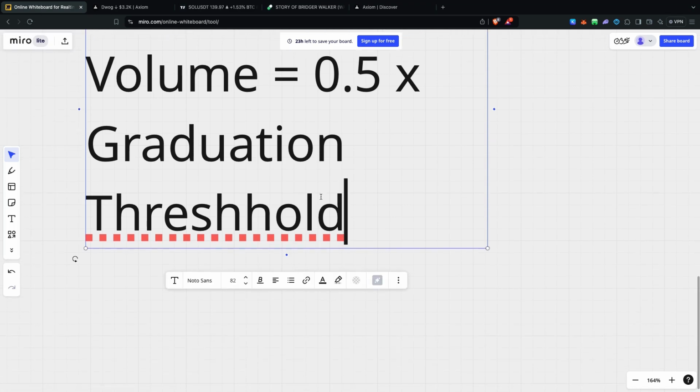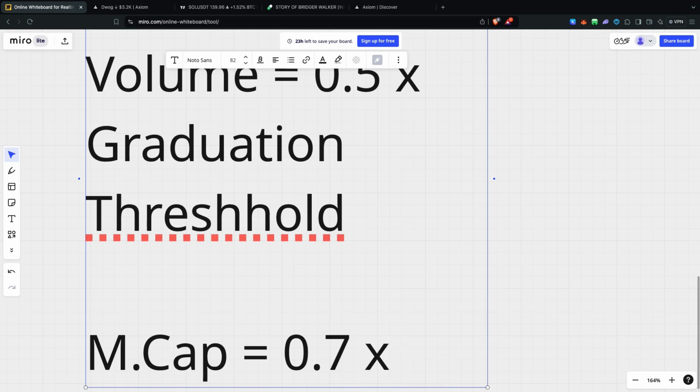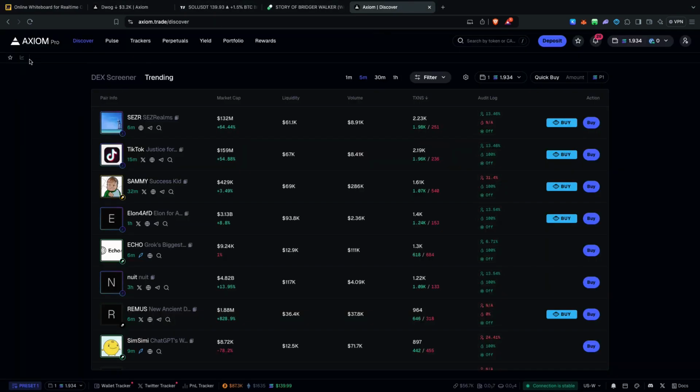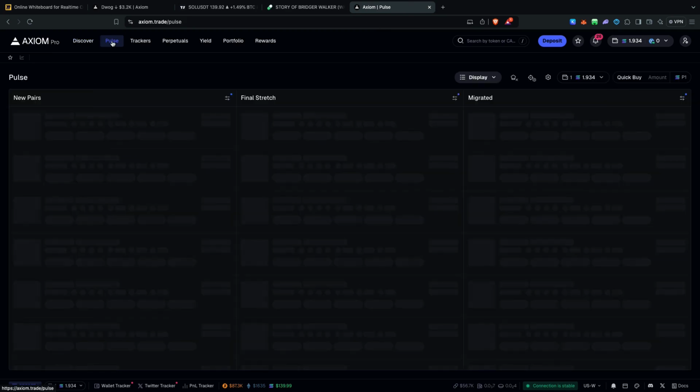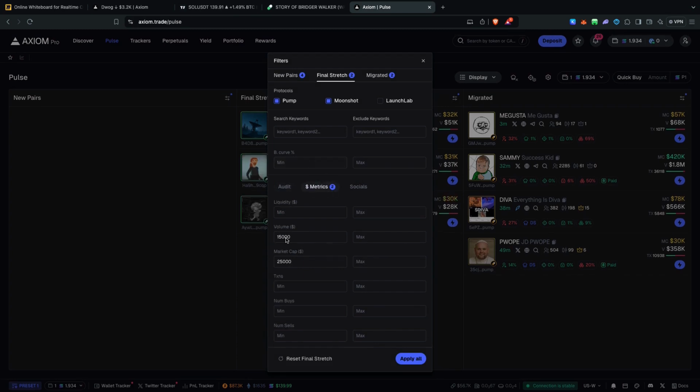Then as far as your market cap is concerned, your formula is going to be 0.7 multiplied by 60,000, which is obviously the graduation threshold. Each and every day you figure out the formula. When you go back to Axiom, go into filters, go to your Pulse. If you are looking for the final stretch and also the migrated, go to metrics and put your volume right over here. If it's going to be 25,000, the market cap could be around 35,000 approximately.